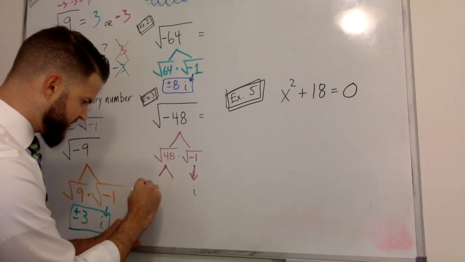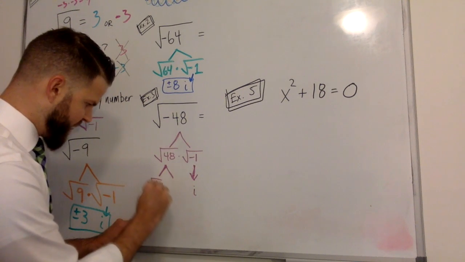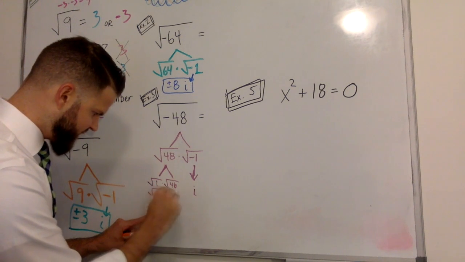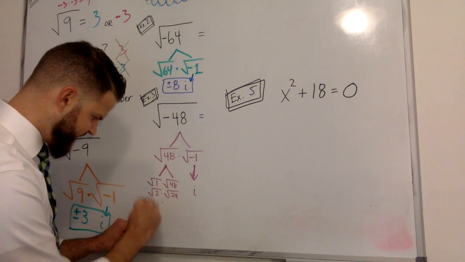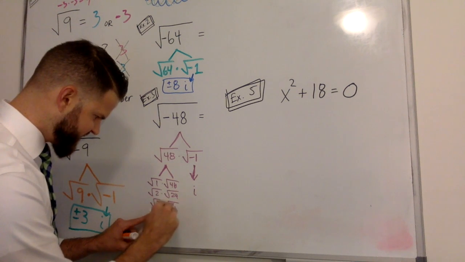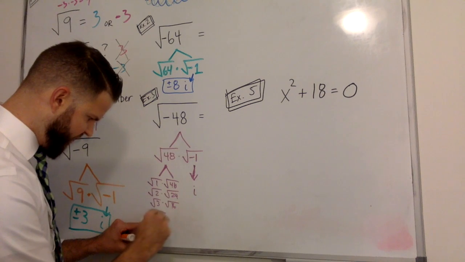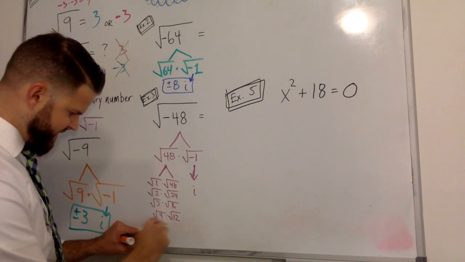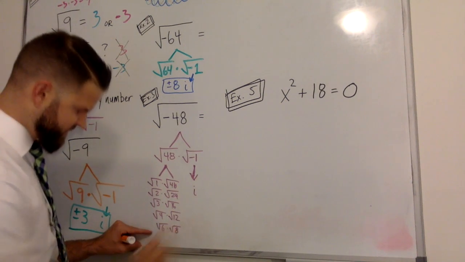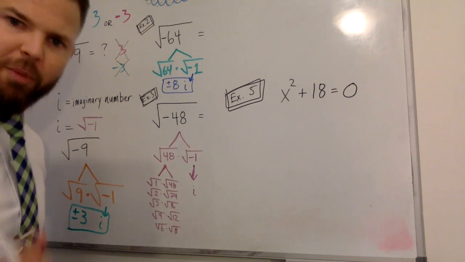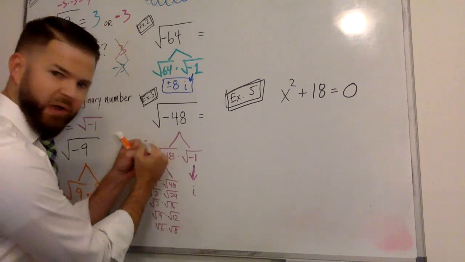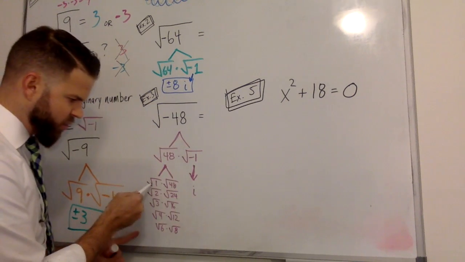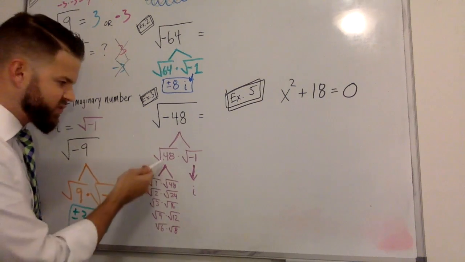So here, I can chop this up into my factors. I can say 1 times 48. I can say 2 times 24. I can say 3 times 16. I can say 4 times 12. And I can say 6 times 8. These right here are all my factors of 48. So I just took radical 48 and I split it up into 2 factors all the way down. So radical 1 times radical 48 is the same thing as the square root of 48.